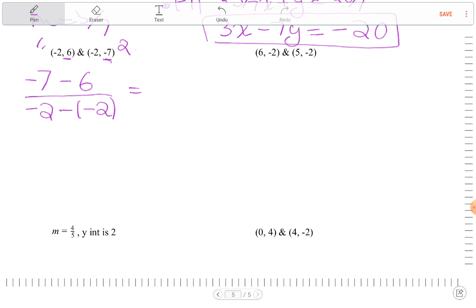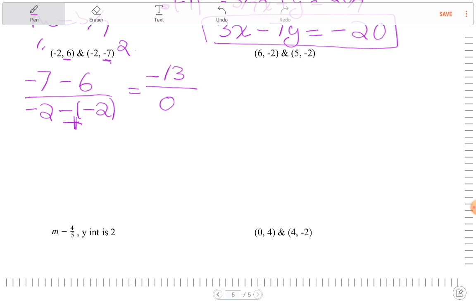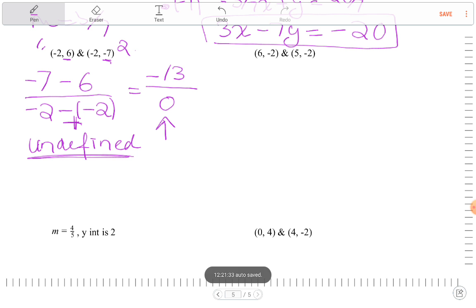-7 minus 6 is -13. And -2 minus -2, which is actually saying I'm going to add, is 0. And what do we know about math and a denominator of 0? We can't have a 0. This actually is an undefined slope. It's undefined.